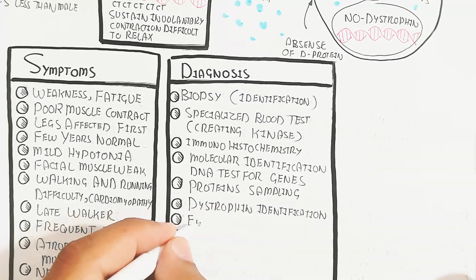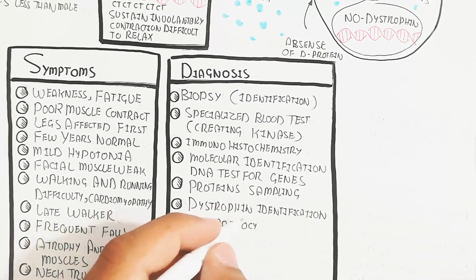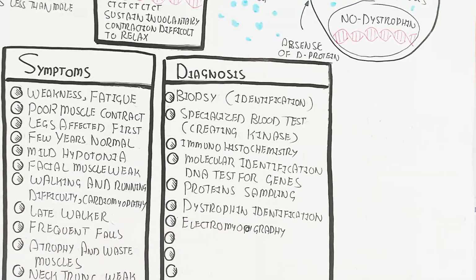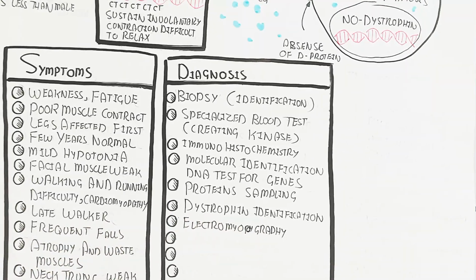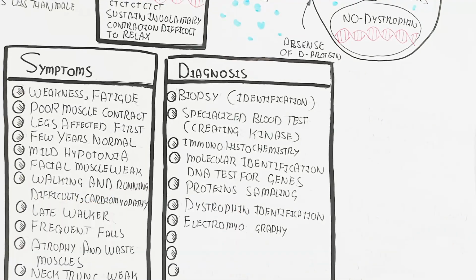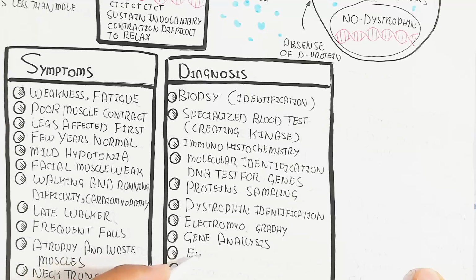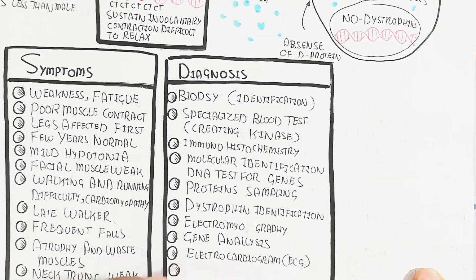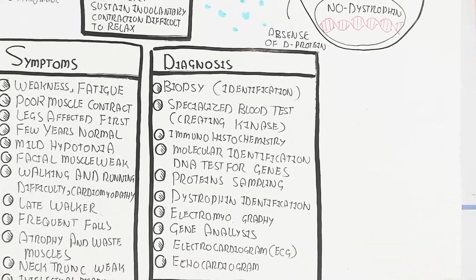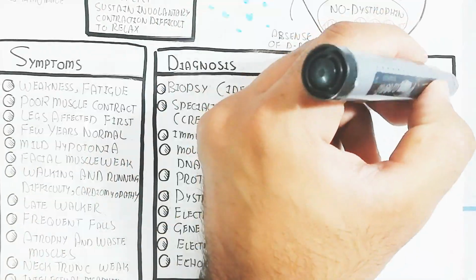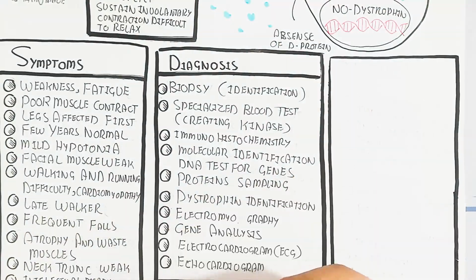Electromyography and gene analysis. Gene analysis means the DNA polymerase enzyme is used for PCR, the polymerase chain reaction, to identify the gene. Electrocardiogram, ECG, is very important for checking heart function. Echocardiogram is another, for identification of the heart through sound.